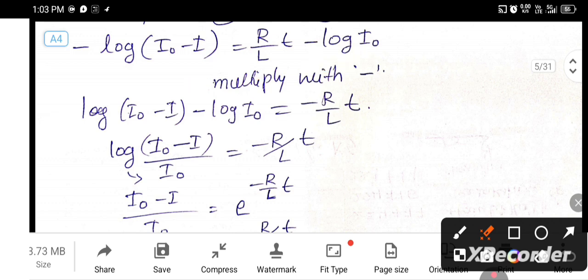Then this value comes to this side: log I naught minus log of I naught minus I equals minus R by L t. Log m minus log n is nothing but log m by n. That's why it is log of I naught by I naught minus I, and the right side remains the same, minus R by L t.